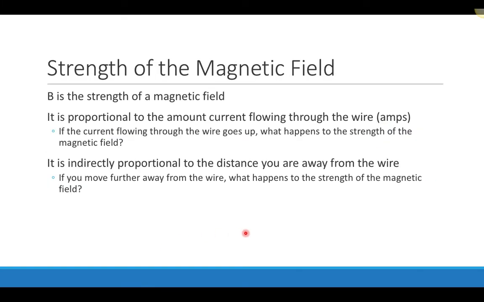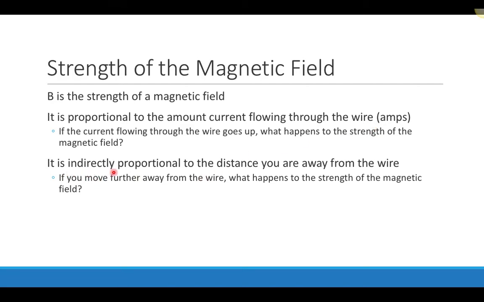So it turns out that the strength of a magnetic field for a current carrying wire depends on a couple of things. It's proportional to the amount of current that's flowing through the wire, the amps. So if you increase the current in the wire, the magnetic field strength goes up. If you turn the current completely off, the magnetic field disappears.